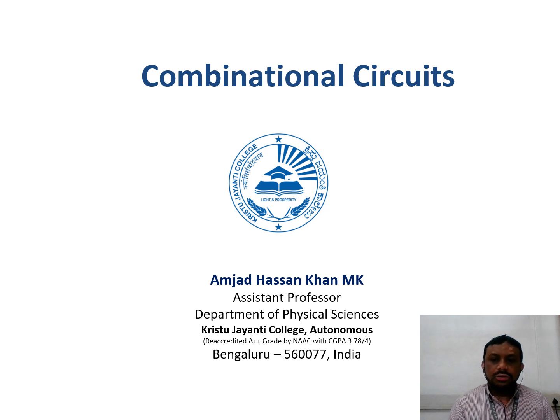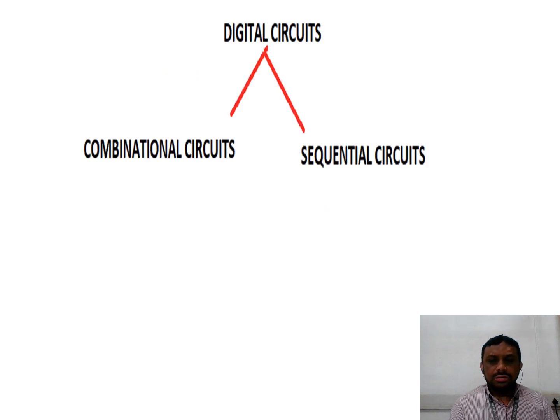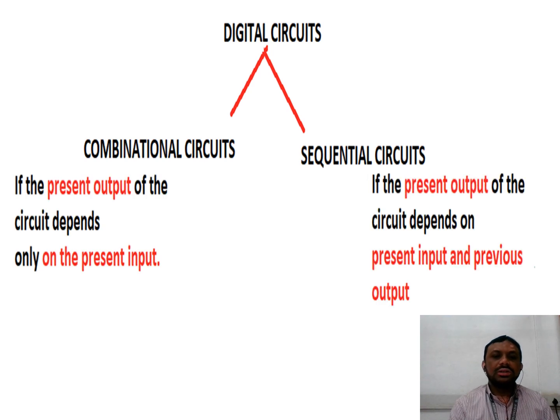So welcome dear students. Today's session we'll be discussing combinational circuits. So what exactly are combinational circuits? When we speak about digital circuits, these digital circuits are classified into two different types. One is called a combinational circuit and the other is called a sequential circuit.